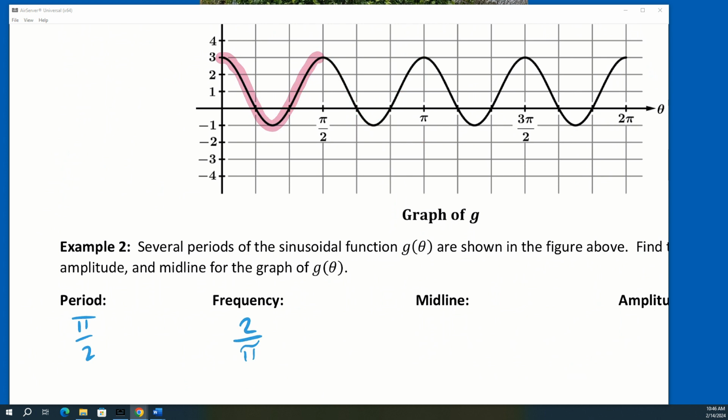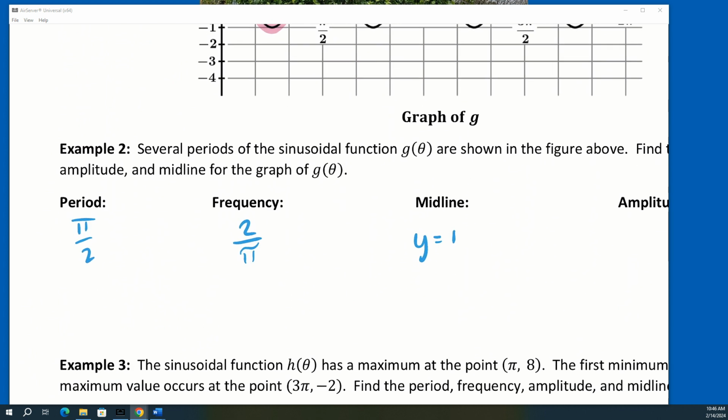What would you guys say the midline is? It's not quite as obvious on this one. It is 1. All right. If you can't see that, or if maybe it looks like it might be at a fractional point, to find the midline, you basically just find the middle between the max and the min. So anytime you want to find the middle between 2 numbers, you add them together and then divide by 2. So that's going to be 2 over 2, or just 1.